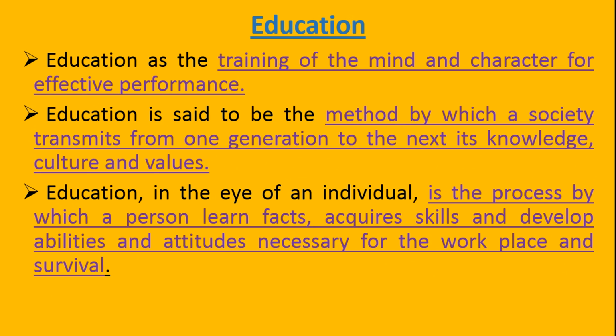Besides these, as we know what is education, we can say that education is the training of the mind and character for effective performance. Education is said to be the method by which a society transmits its knowledge, culture, values, principles from one generation to the next generation. In the eye of an individual, education can be a process by which a person learns facts, acquires skills, and develops abilities and attitudes necessary for the workplace and survival. I have added all these types of definitions or characteristics of education over here, which will help to understand what is politics and what is the relationship between politics and education.